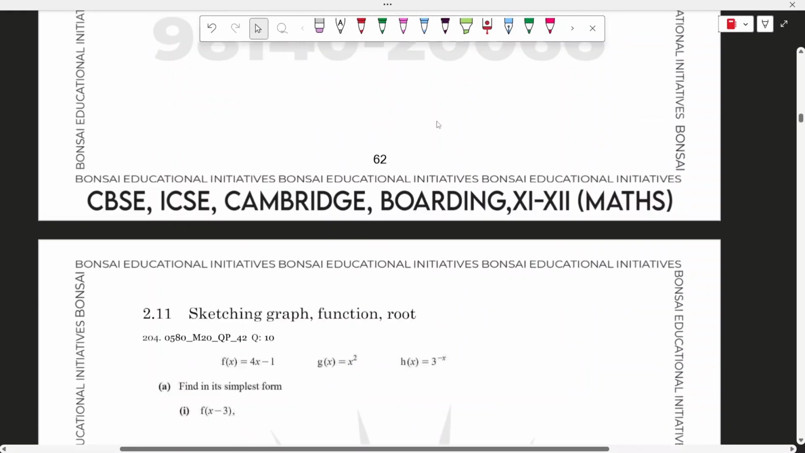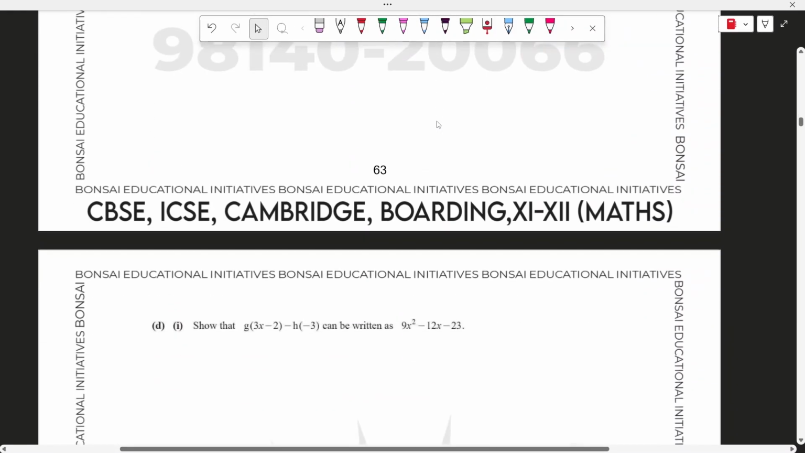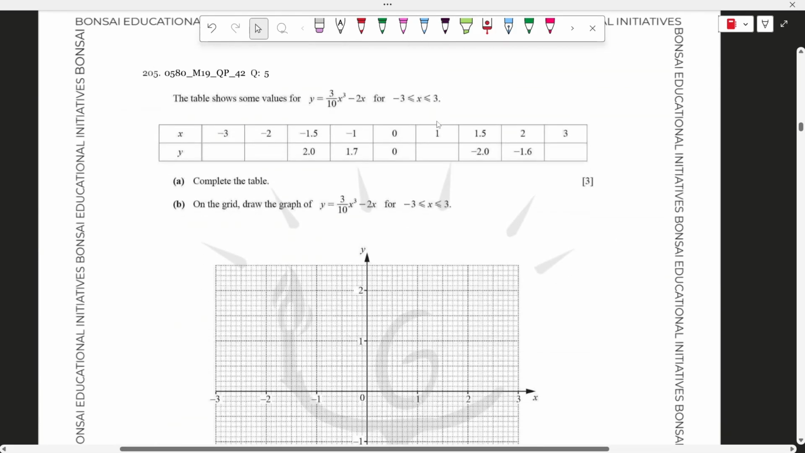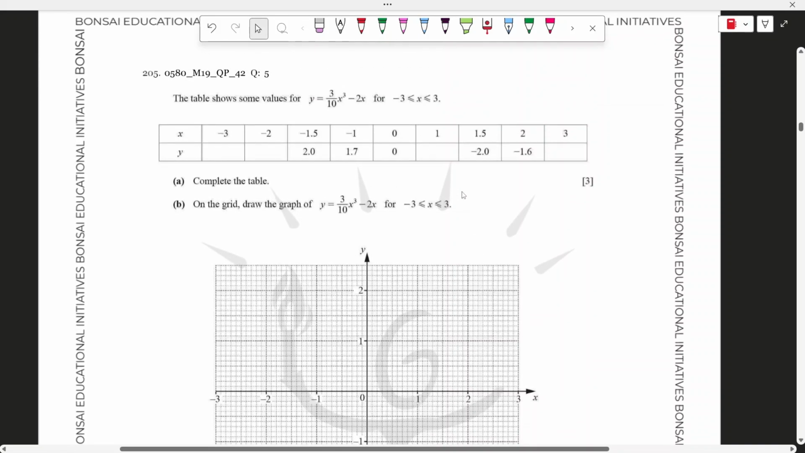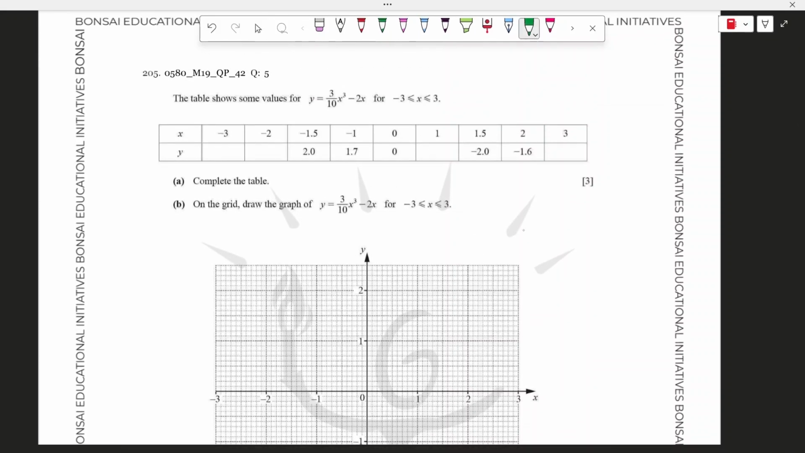Let us see one more question here for the graphs itself. Okay, so the table shows some values for y equals to 3 by 10 x cube minus 2x for certain values of x. So we have to first of all complete the table, and we are going to get 3 marks for this table because a lot of values have to be substituted. So you need to look at which kind of values we are missing.